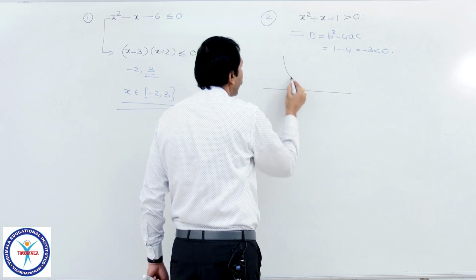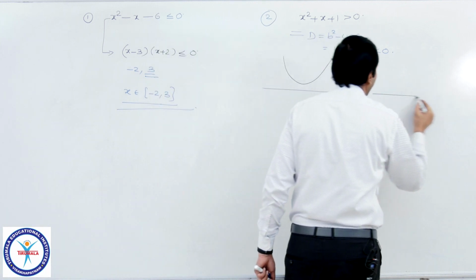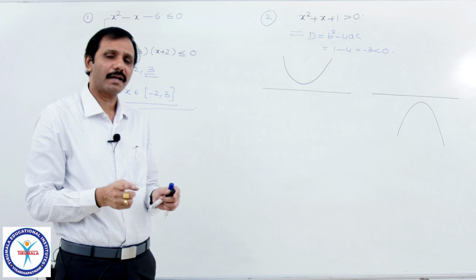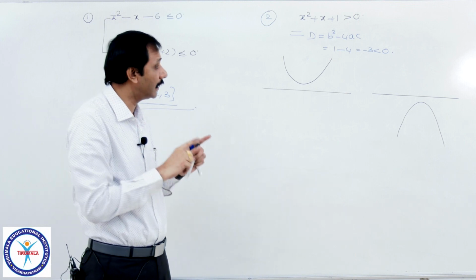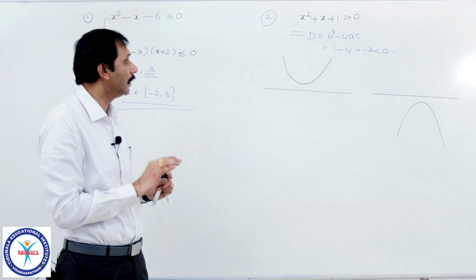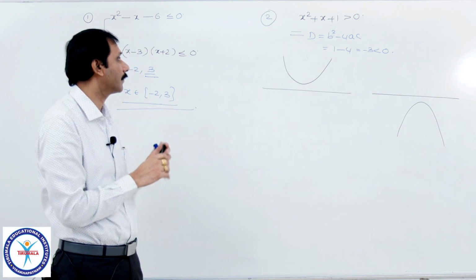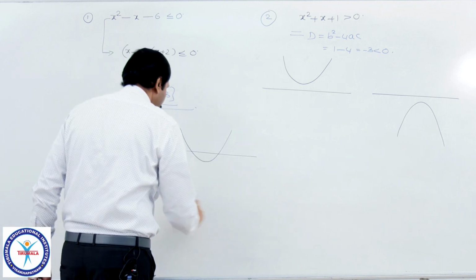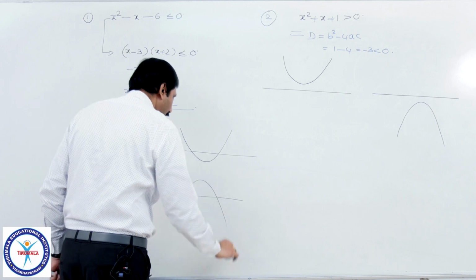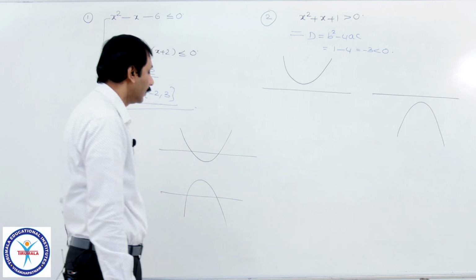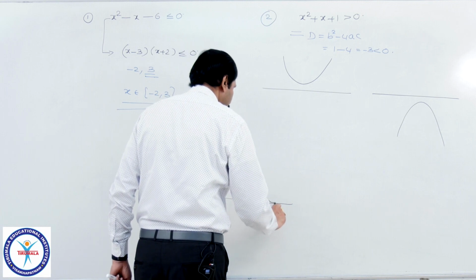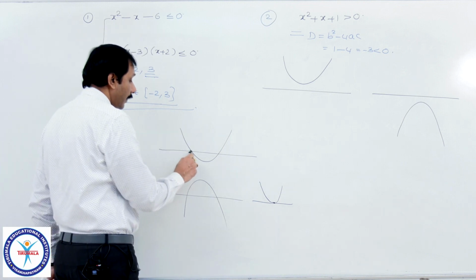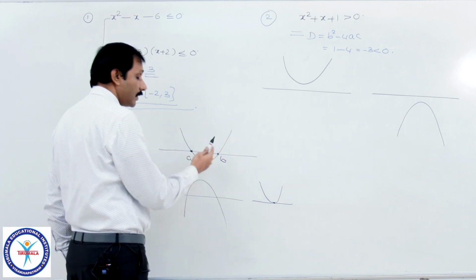Either it lies completely above the x-axis or it lies completely below the x-axis. The graph of this quadratic we will discuss completely when we take the quadratic equations topic. Right now, just observe this. If it has real roots, it cuts the x-axis. If the coefficient of x square is positive, it is like this, or it may be of this type also. And if it has equal roots, it just touches the x-axis.